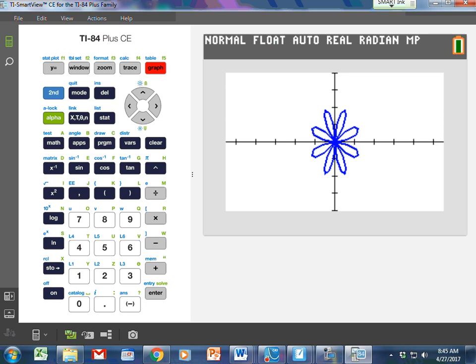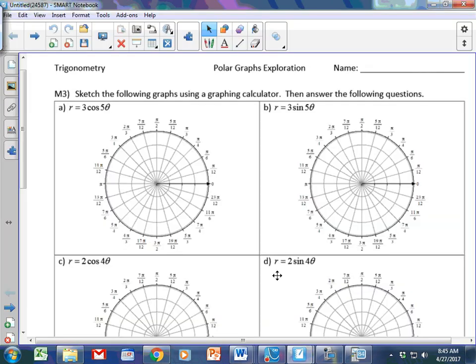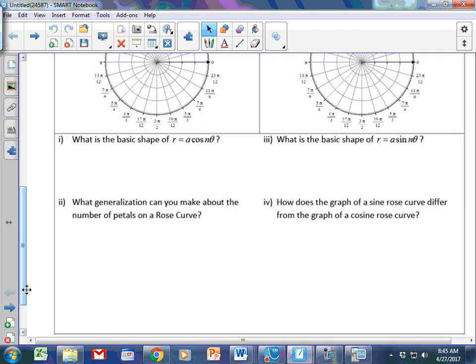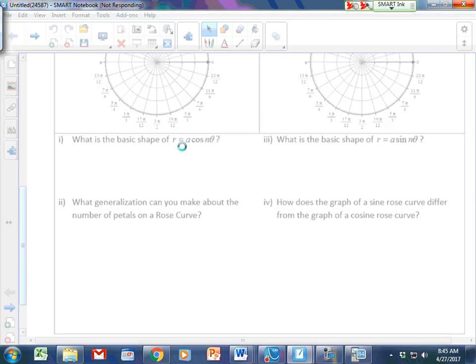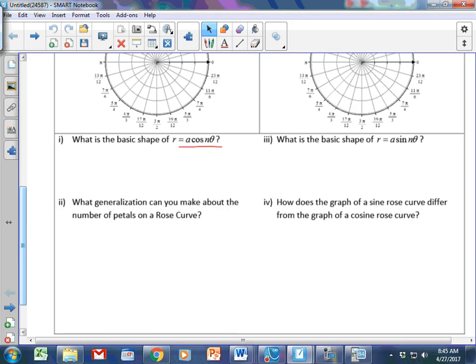Okay? All right, so let's talk about conclusions that you guys made. So for this one, what's the basic shape of r equals a cosine n theta? What kind of a graph do we form there? It's a rose curve. What can you tell me about that rose curve?